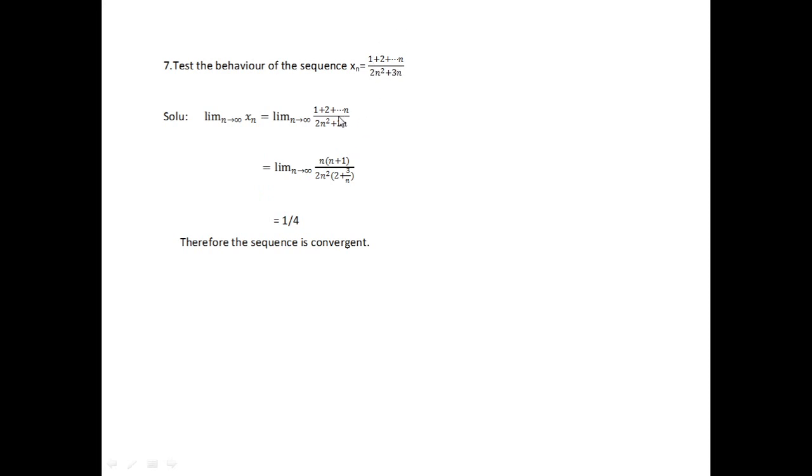Here is another problem. First of all, find the sum of the numerator. The sum of first n natural numbers is n into n plus 1 divided by 2. This 2 comes to denominator, and in the denominator take n square common. The remaining is 2 plus 3n by n square. 1 n gets cancelled, 3 by n. Now take n common in the numerator, n into n square, this n square gets cancelled. Ultimately we have 1 plus 1 by n divided by 2 into 2 plus 3 by n.